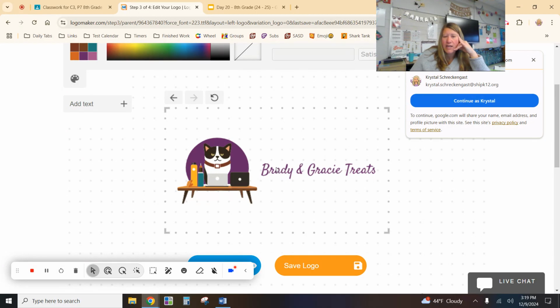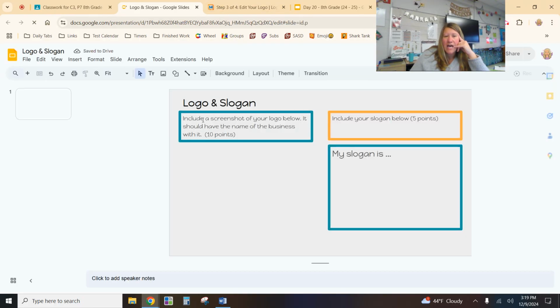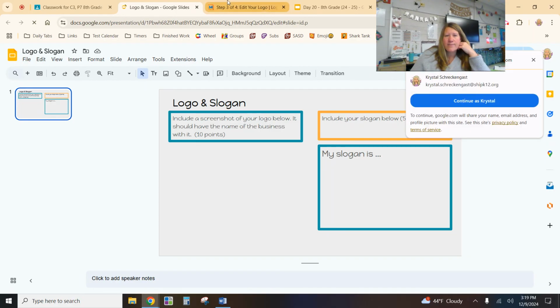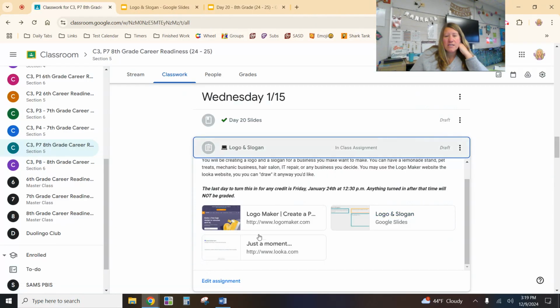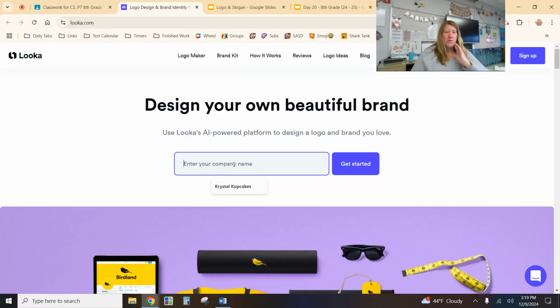Okay, at this point you can screenshot your logo because you're going to need that for your slide. You're going to go in here, include a screenshot of your logo below, put it down here. That's 10 points. If you don't want to use this website, yes, you can use this different website, which is called Looka.